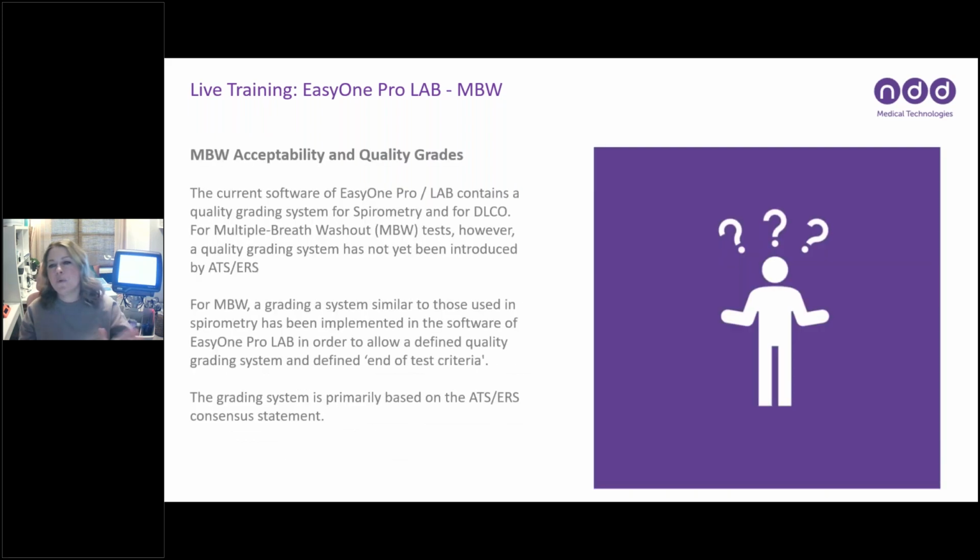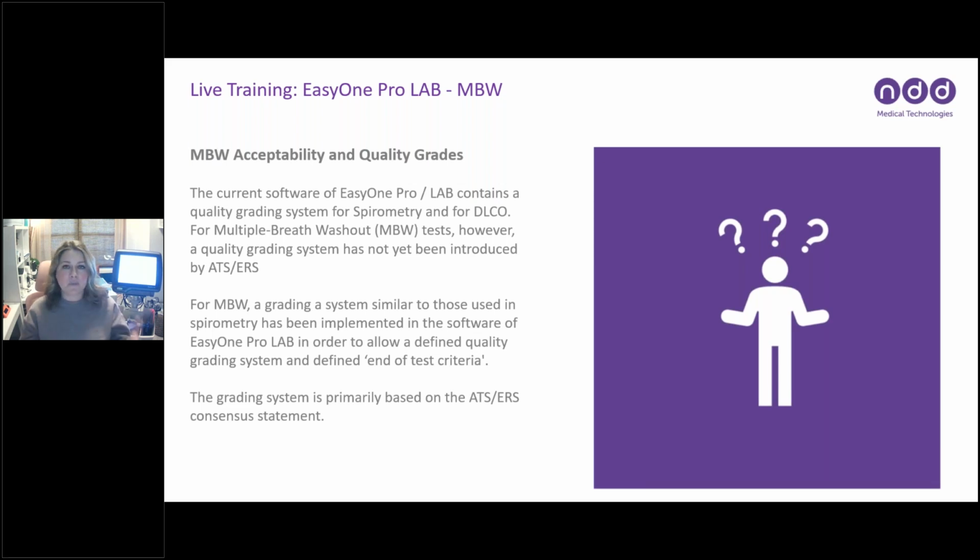All right, we also get some questions sometimes on the acceptability and quality grades. We just talked about some things that would make a test acceptable, but the current software for the EasyOne Pro LAB contains a quality grading system for spirometry and DLCO. For multiple breath washout, this really hasn't been established. ATS and ERS are working on standardizing those lung volumes and that policy and procedure. But for MBW, what we are using is a grading system similar to what has been used in spirometry, and that has been implemented into the software for the EasyOne Pro LAB.